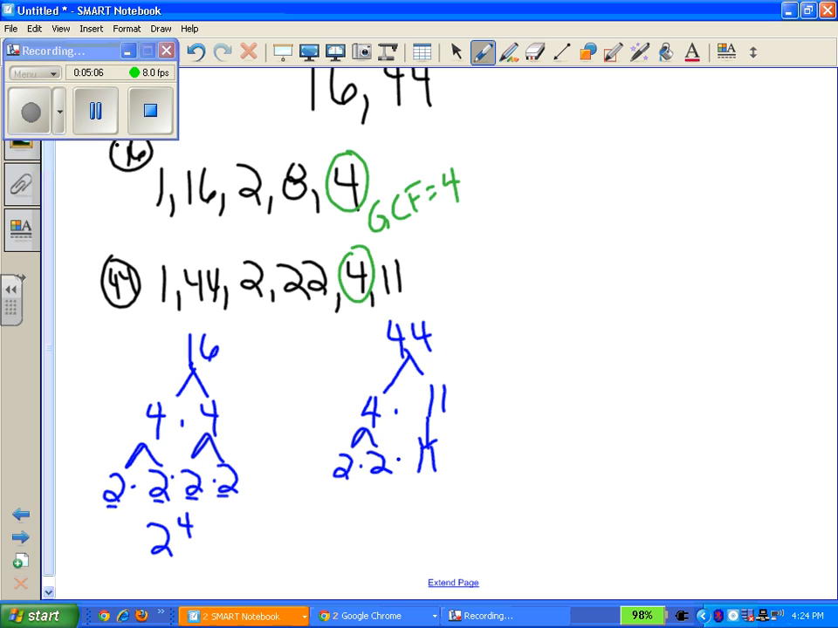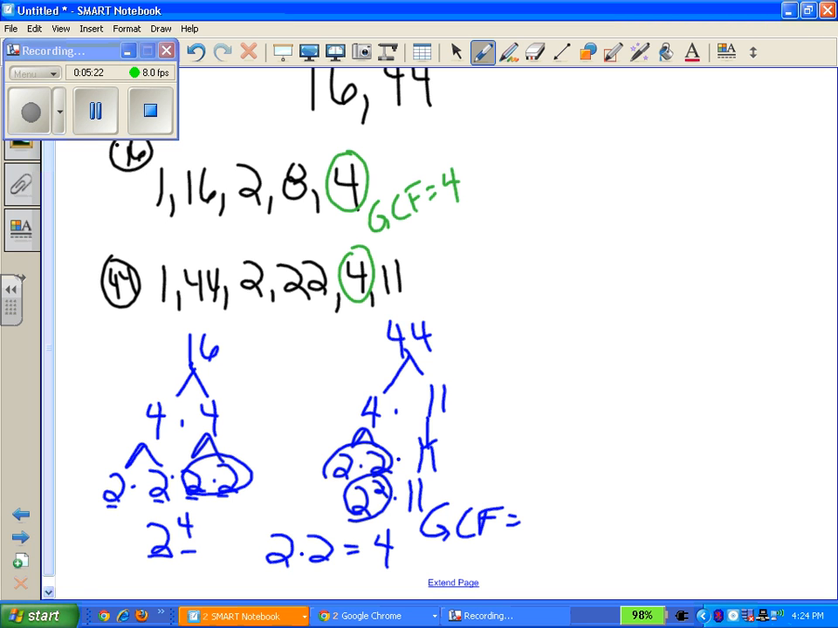And what do they have in common? Well, this one has 2 to the second power times 11. They each have 2 2's. So 2 times 2 equals 4. So the greatest common factor equals 4.